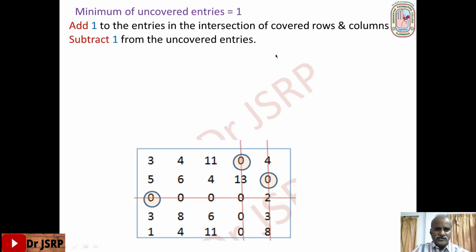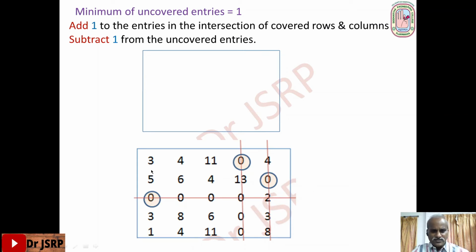Subtract 1 from uncovered entries. We have to subtract 1 from these 6 entries and these 6 entries. Okay. And the remaining entries. Remaining entries means the entries lie in covered row only or covered column only. Remain same. That means, for example, these 3 remain in covered row only. So these 3 remain same. Similarly, these 4 lie in covered column only. So these 4 entries remain same. These 4 entries remain same.